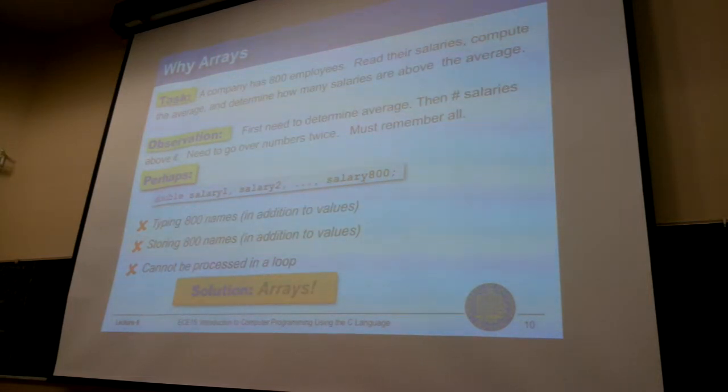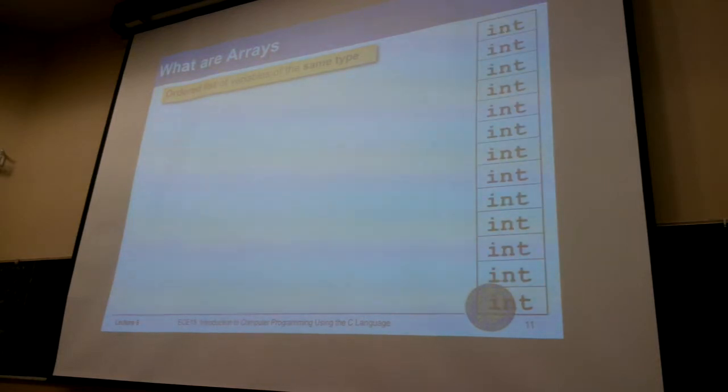And so what are arrays? They're just ordered lists of variables of the same type. So they basically look something like this. Here is just a graphic of an integer array. It's just a set of memory locations with these variables of the same type.